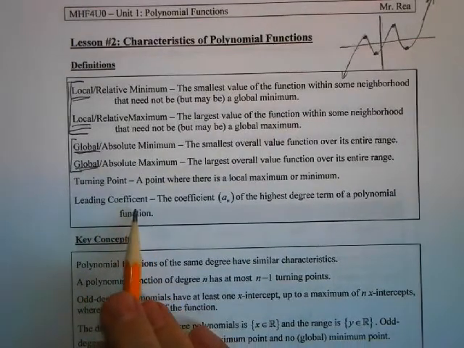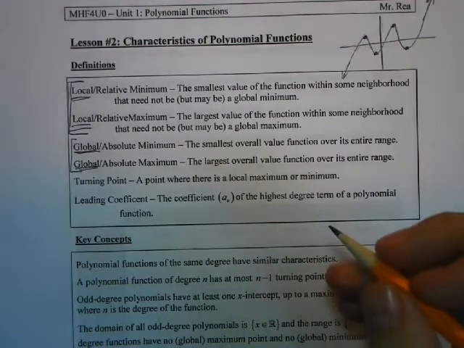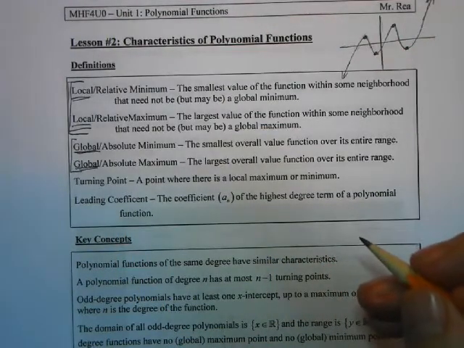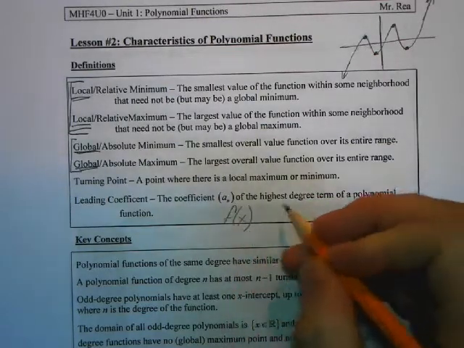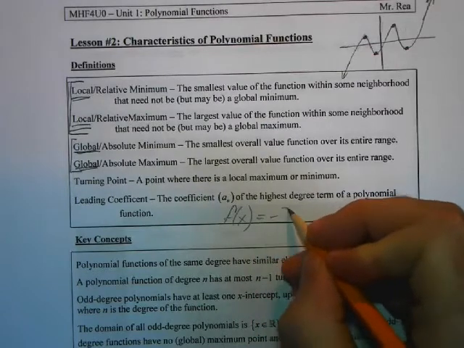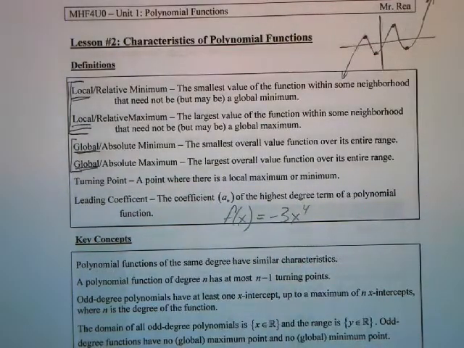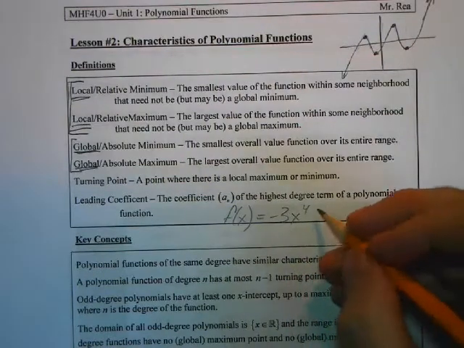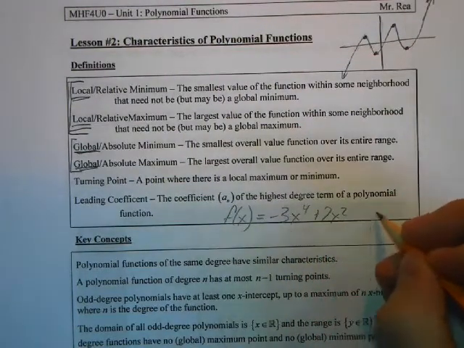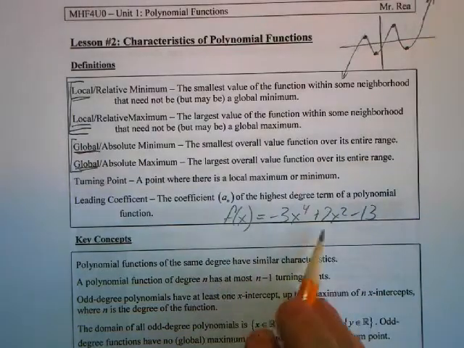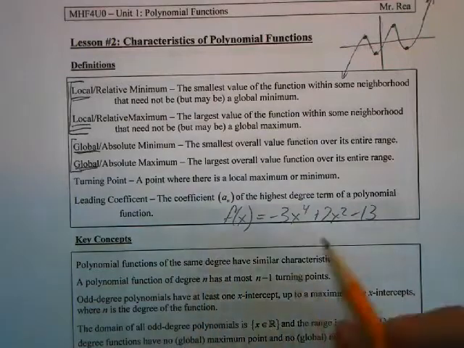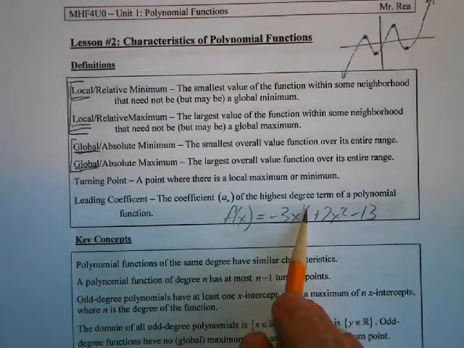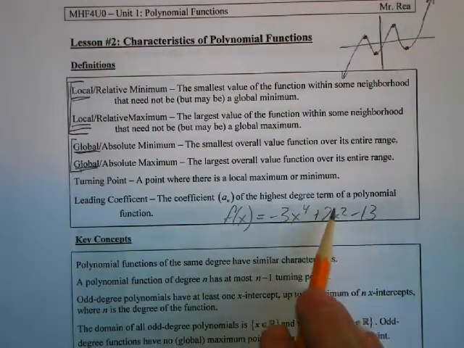So we know a coefficient is the number that multiplies with the variable part. For example, if I just came up with a random equation, in this case it's a quartic, so it's degree 4, plus 2x squared minus 13. That's just random, I just picked that out. Now we know this is a degree 4 because that's the highest exponent of the three terms.